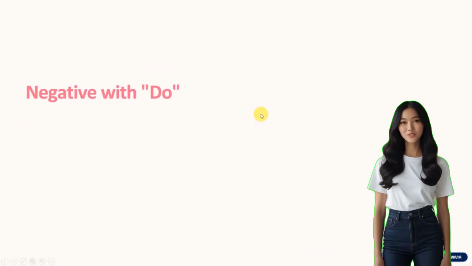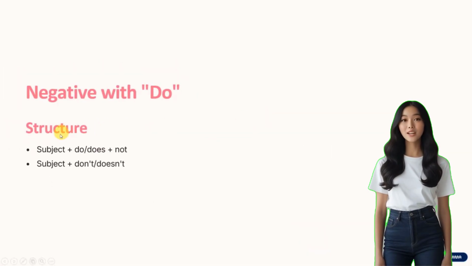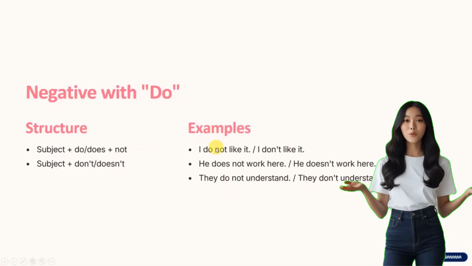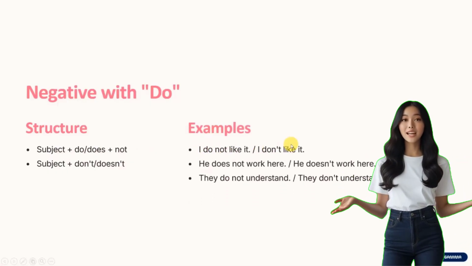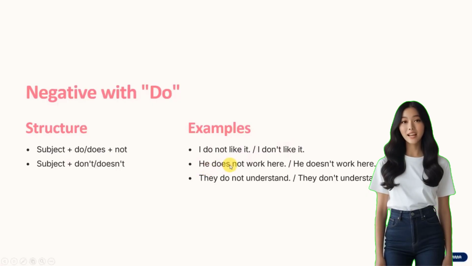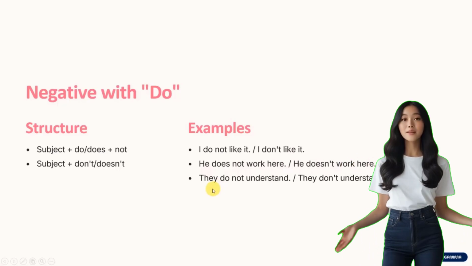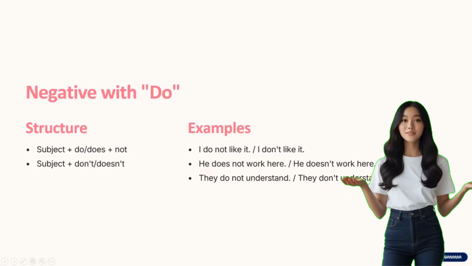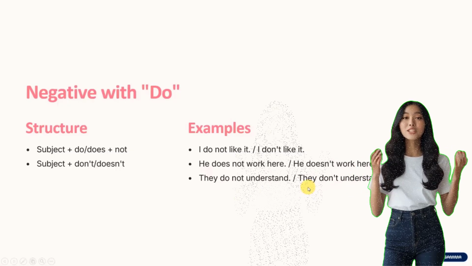Okay, the next one, negative with do. Let's look at the structure: subject plus do or does plus not, and of course, subject plus don't or doesn't, the contracted form of do not or does not. Let's look at some examples. I do not like it. I don't like it. He does not want to work here. He doesn't want to work here. They do not understand. They don't understand. Pretty simple and quite easy to use.